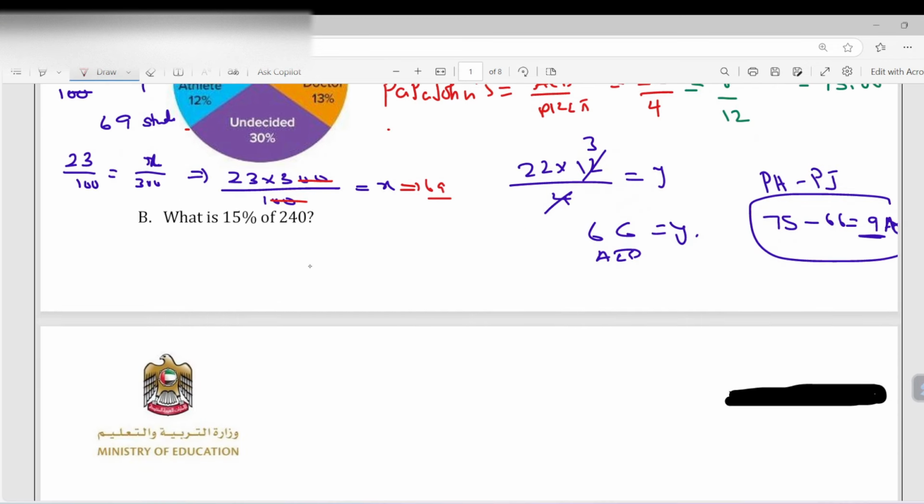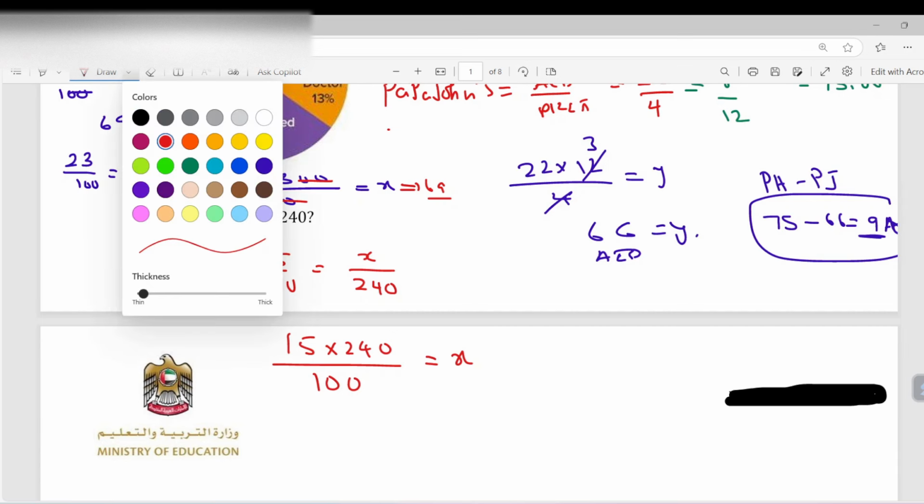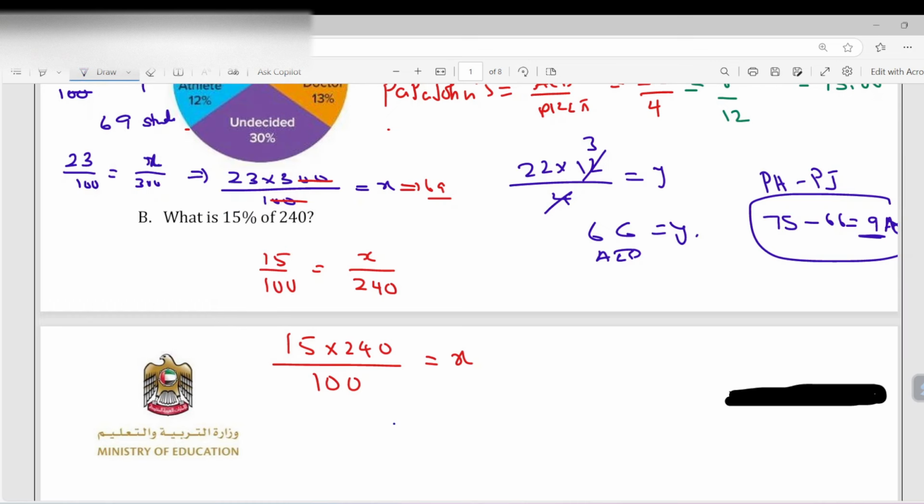Again, part B, 15%. 15 by 100, part by whole, equals part by whole. Whole is 240. Cross multiply: 15 into 240 divided by 100 equals x. I want to go this way, but it is up to you whichever method you like. 15 times 24 divided by 10 you can do. Now I am dividing by 5. 5 goes 3 times and 5 goes 2 times.